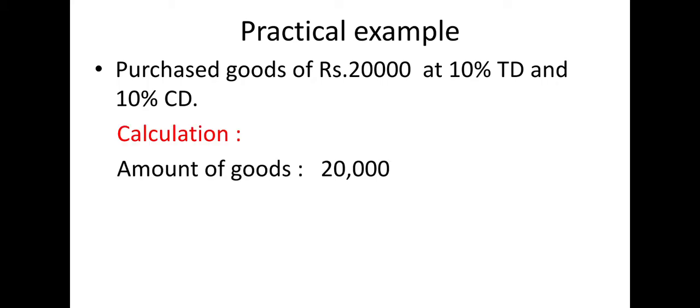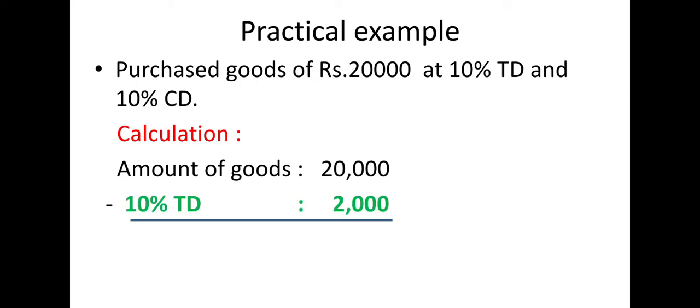Now student, this is the main transaction. Please focus. The amount of goods is equal to 20,000. Minus 10% trade discount. So 20,000 minus 2,000 is equal to 18,000. 18,000 is the net amount, student. Now remember, cash discount is always calculated on net amount.